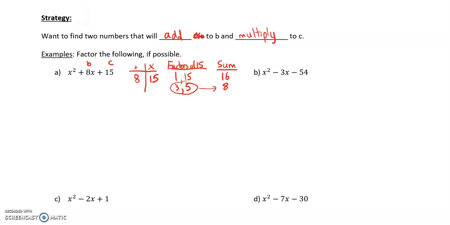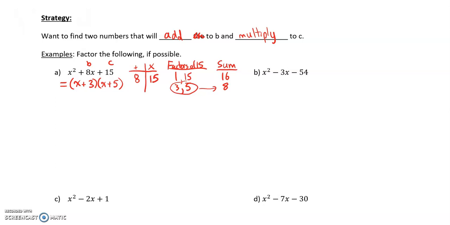And so we're going to be able to go directly to the factored form. We're going to write two sets of brackets. We know the first factor is 3, it's positive 3. The second factor is positive 5. And then we just fill an x in front of those. So x plus 3, x plus 5, and that's factored.